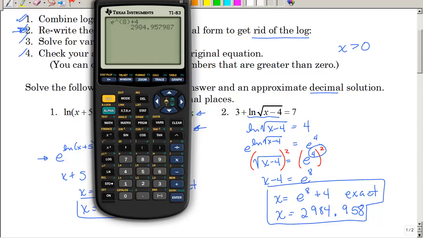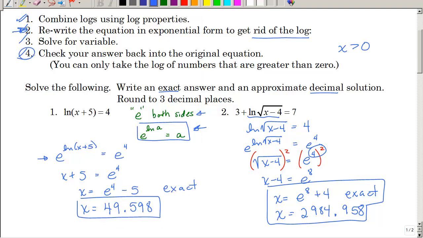Could you check it? We were supposed to do step 4, check our answer back into the original equation, and I didn't do that. So let's go ahead and do that right now. On here, if I put that in here, am I taking the log of something greater than 0? Well, yes, I am. 49 plus 5, that's definitely something greater than 0. What about over here? If I put that number in for x, so 2,984 minus 4, is that positive so I can take the square root of? Yes. And then I would take the log of that number, which is also positive. So that checks.